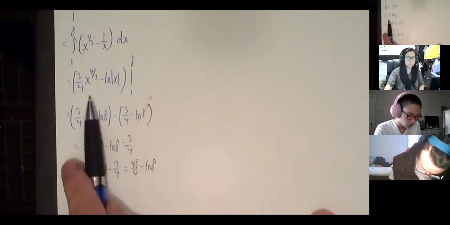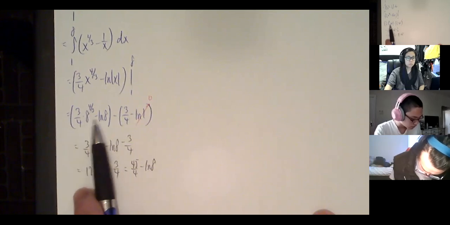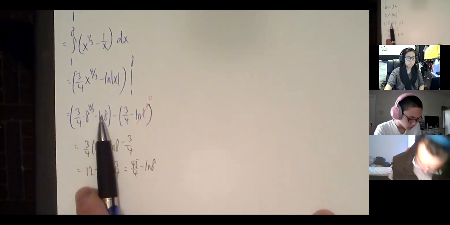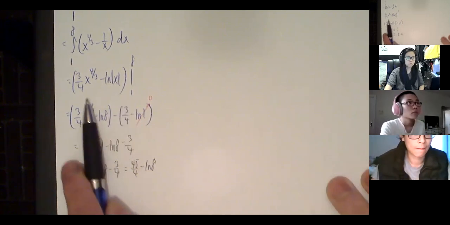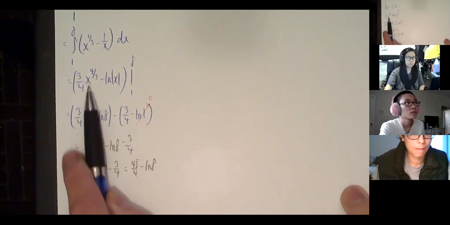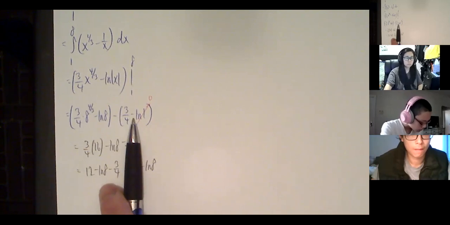Okay, plug in 8 and 1. So 3/4 times 8 to the 4/3 minus ln absolute value of 8, which is 8. So you should leave your answer without the bars. I mentioned that to some of you. Okay. Minus plug in 1. 3/4. 1 to the 4/3 power is still 1. Minus ln absolute value of 1. But ln of 1 is 0.